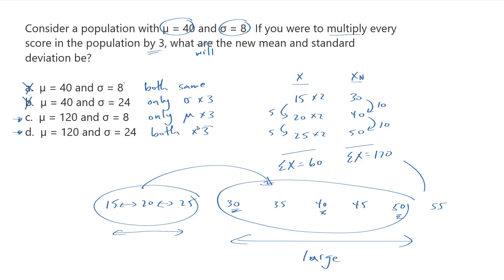It's going to be that both of these measures are affected when you change every score. When you multiply every score in the population by 3, you're not just moving them all ahead, you're also spreading them out when you multiply.